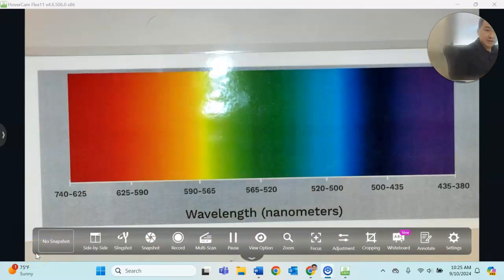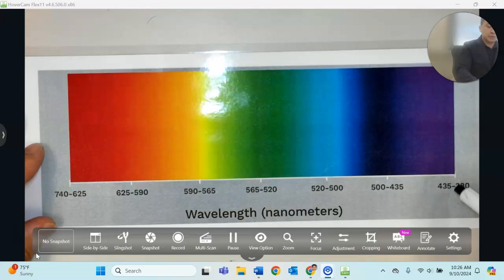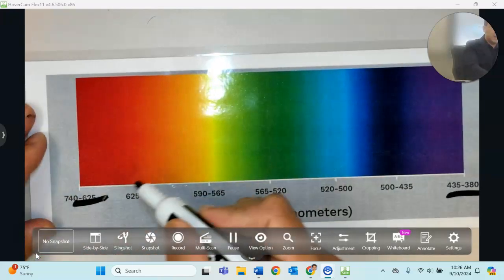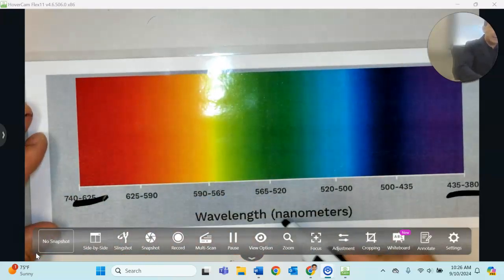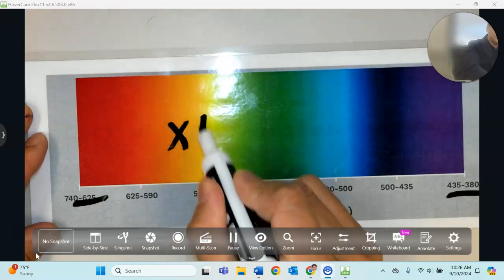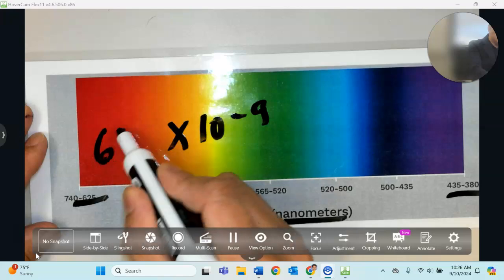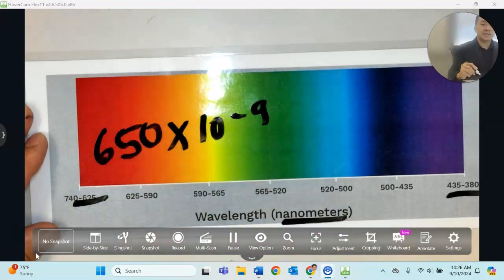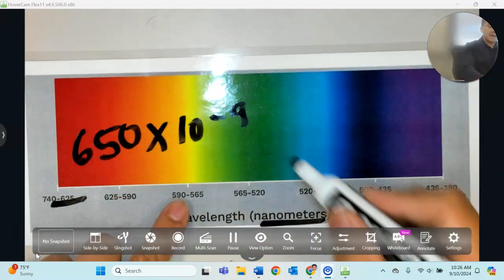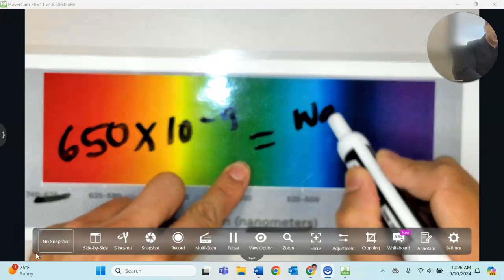Last time we talked about the electromagnetic spectrum. All that is talking about light, okay? All that is light, different kinds of light. This is the visible spectrum, range from red to purple here. And the red, these numbers here are in nanometers, which is times 10 to the negative 9, okay? So whatever that number is, let's say red is 650 nanometers, that's 650 times 10 to the negative 9, and that's our wavelength. That is our wavelength.